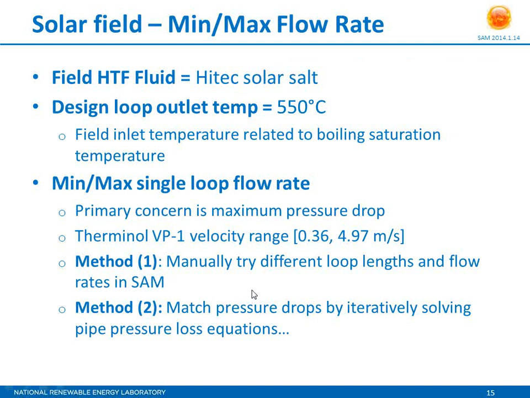So there's kind of two ways to do this. The first way is we can make these changes in the inputs and then manually run SAM, look at the output. What is the pressure drop across the field? Is it acceptable? No. I'm going to go back and start changing the number of collectors and the different maximum and minimum flow rates. It's a very brute force method, and it's certainly a way that you can do it.